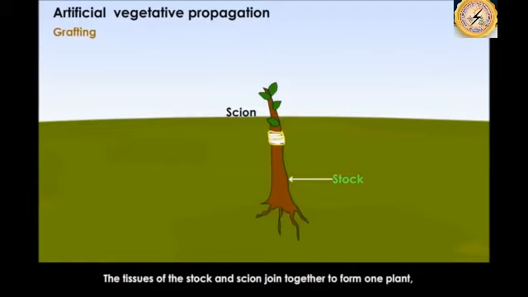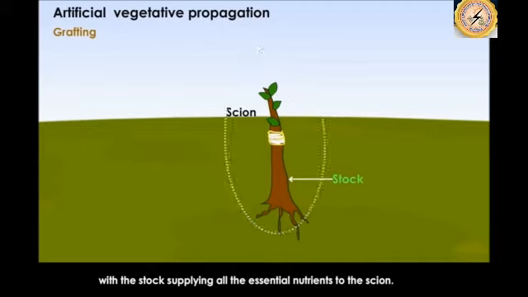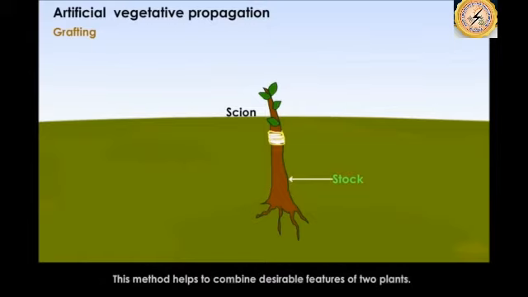And the tissue of the stalk and the scion join together and form one complete plant. So the fruit that will be developing will have the characteristics of both of them, the stalk as well as the scion, for the desirable characteristics.